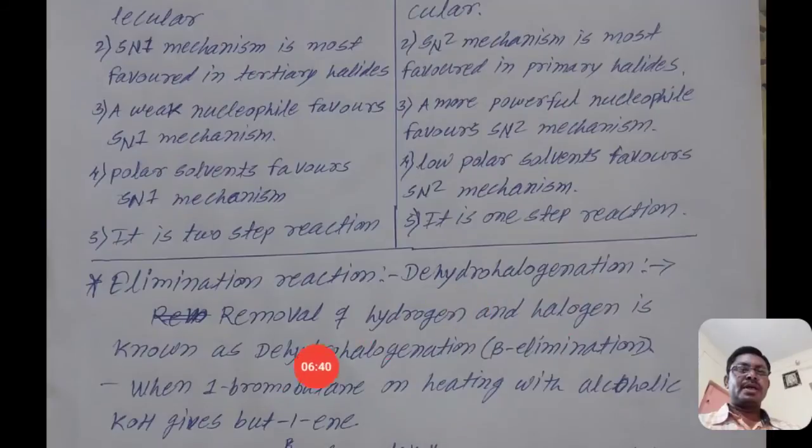Dehydrohalogenation means removal of hydrogen, dehydro, and halogen, halogenation. Removal of hydrogen with halogen is known as dehydrohalogenation, or it is also known as beta elimination, because the beta hydrogen is eliminated in that reaction.